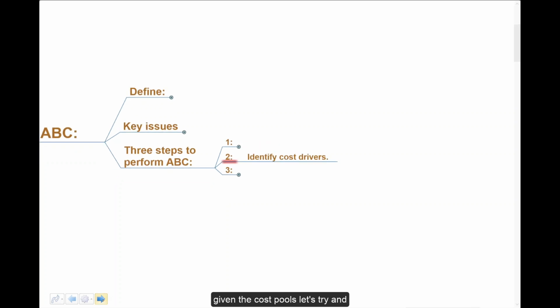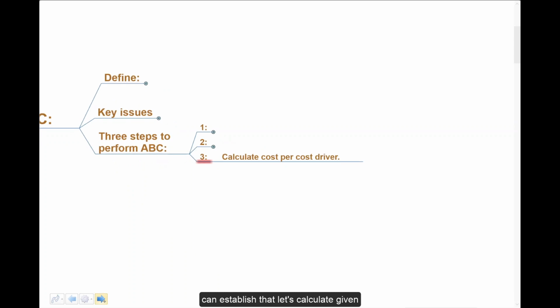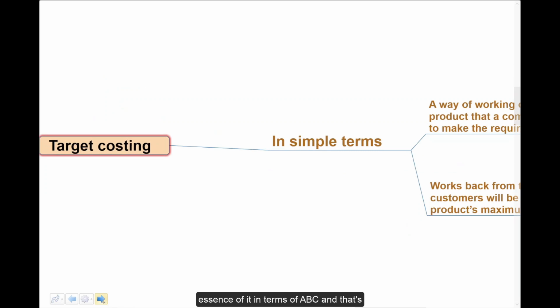Given the cost pools, let's try and figure out what drives costs to that pool or to those pools. And if we can establish that, given point 1 and point 2, let's calculate a cost per cost driver. Okay, let's establish what is in effect driving those activities and driving those costs up. So that's really the essence of it in terms of ABC.